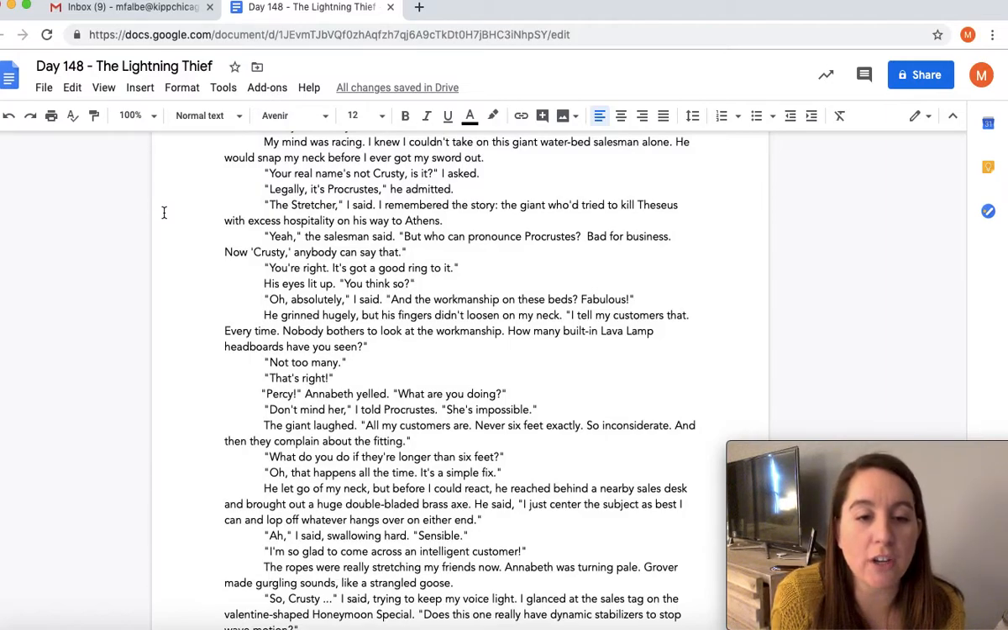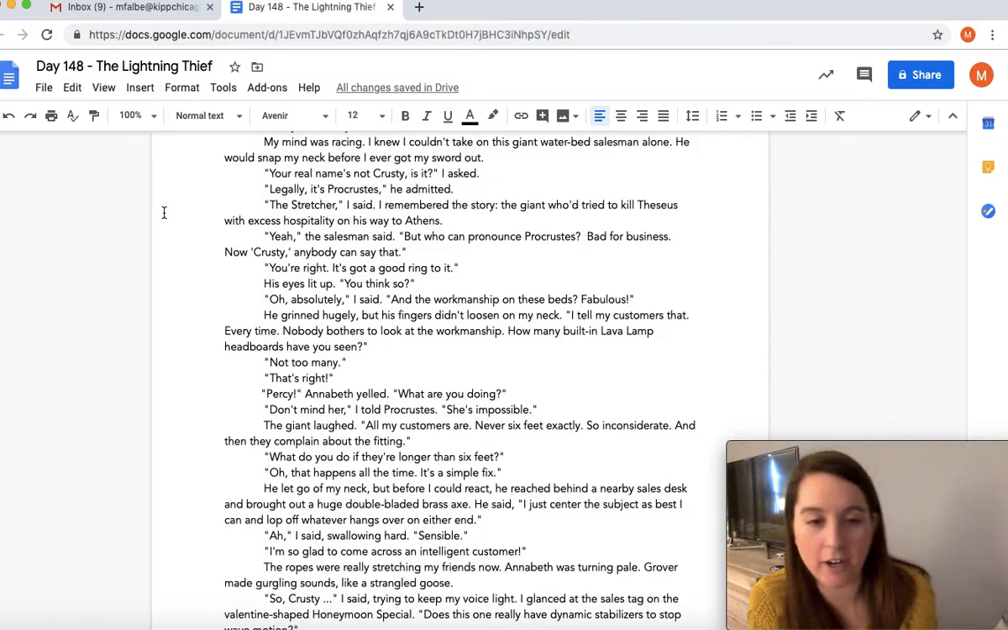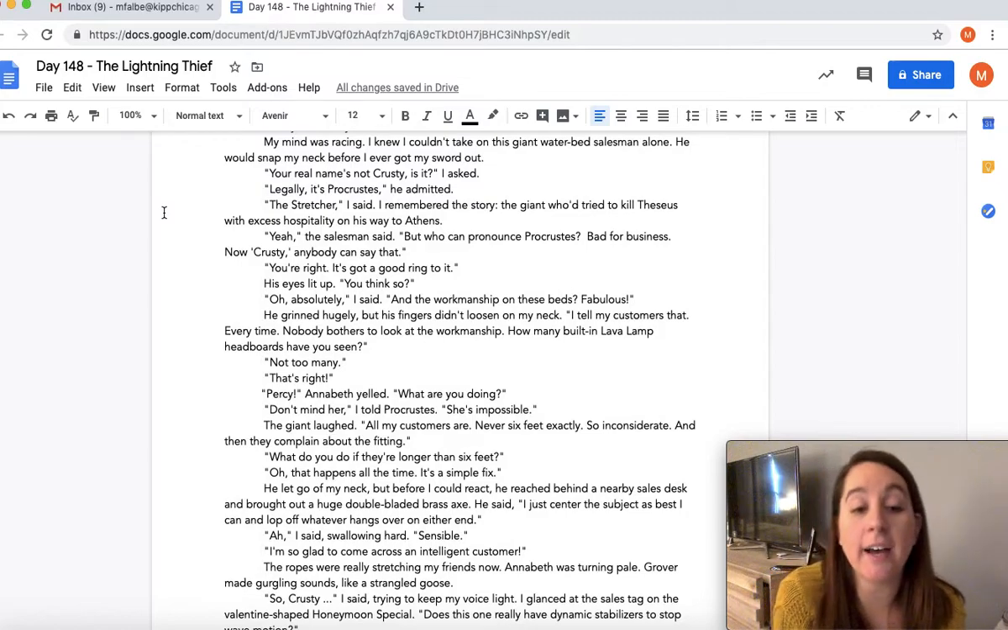"What do you do if they're longer than 6 feet?" "Oh, that happens all the time. It's a simple fix." He let go of my neck, but before I could react, he reached for a nearby sales desk and brought out a huge double-bladed brass axe. He said, "I just center the subject as best I can and lop off whatever hangs on either end." "Ah," I said, swallowing hard. "Sensible. I'm so glad you come across as an intelligent customer."